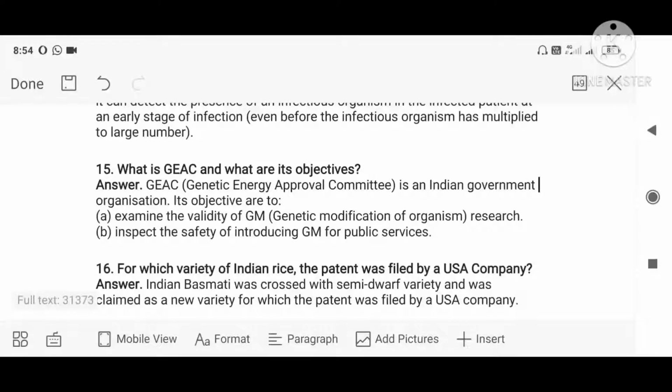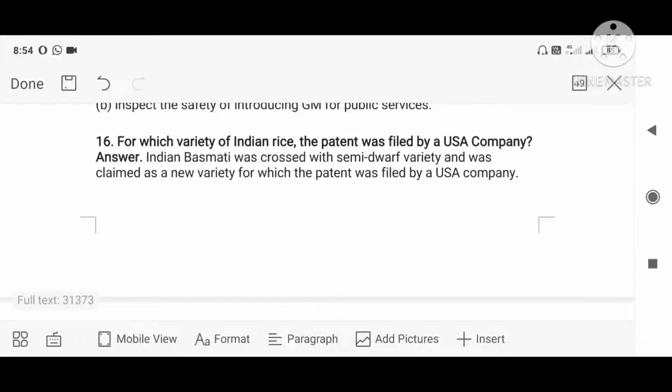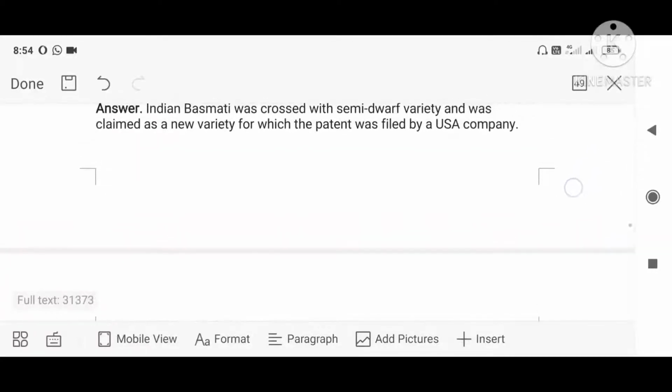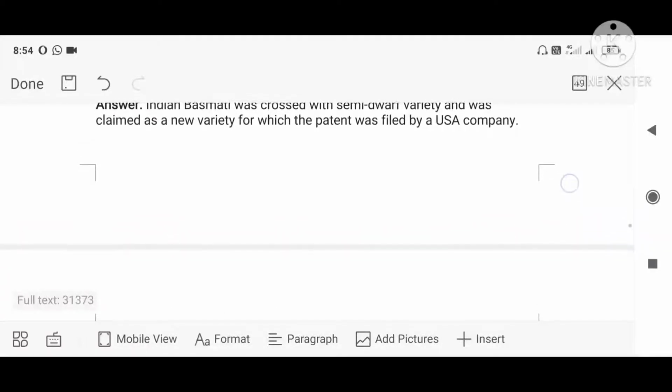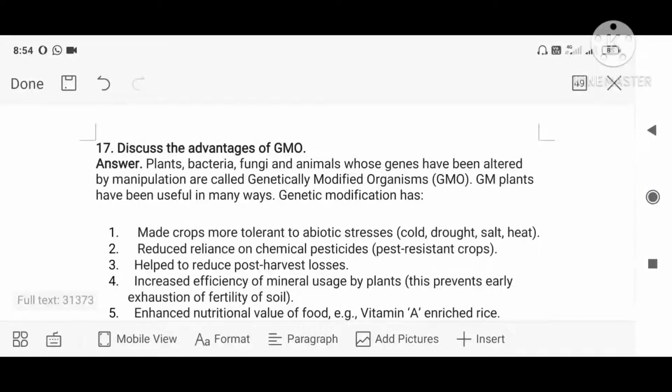Okay. For which variety of Indian rice was the patent filed by a US company? Indian Basmati, the semi-dwarf variety, isn't it? The US company mixed our Basmati variety with their one variety, and they produced a semi-dwarf variety of Basmati.